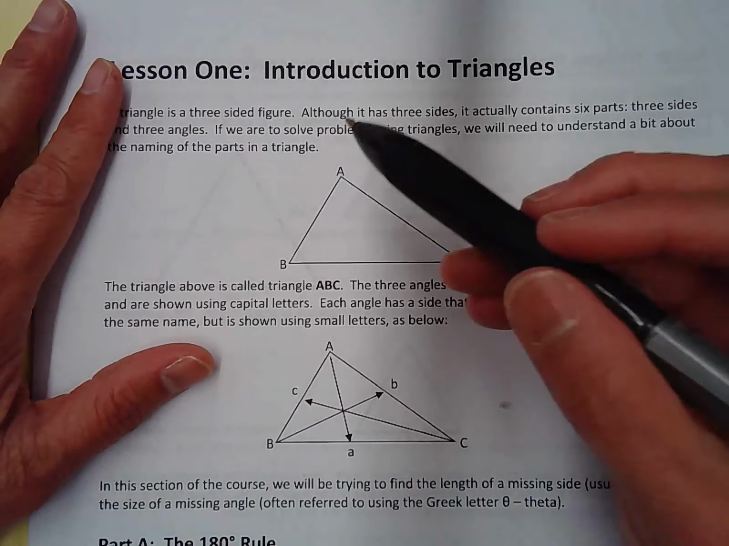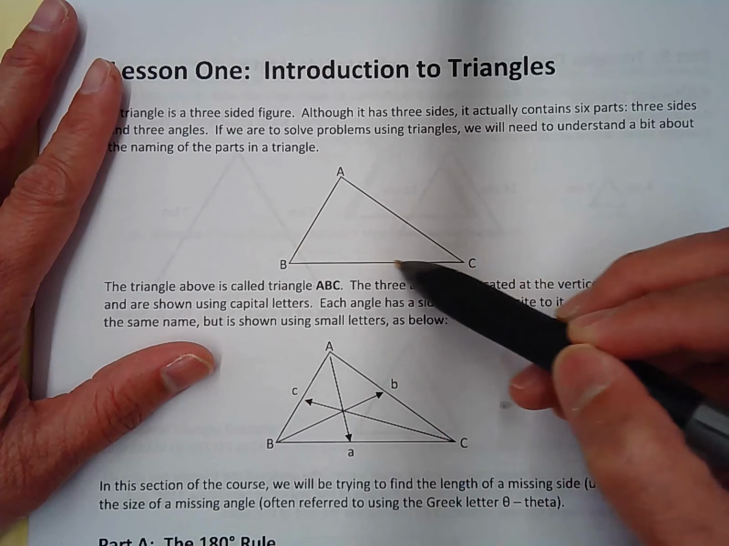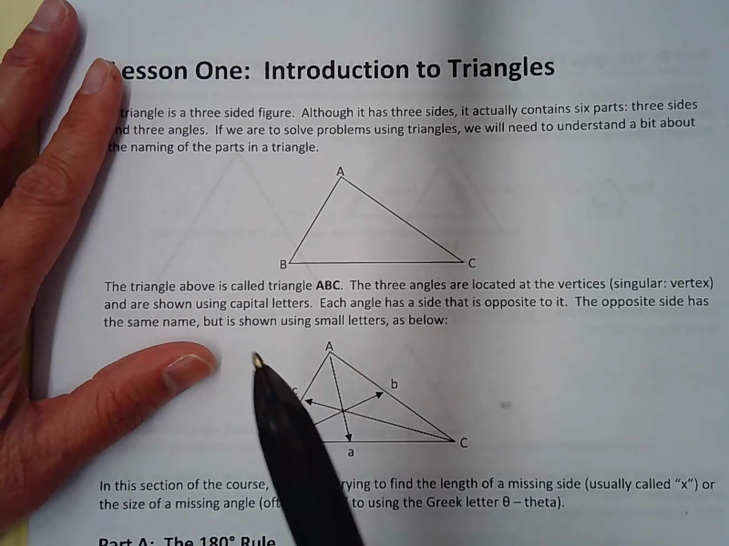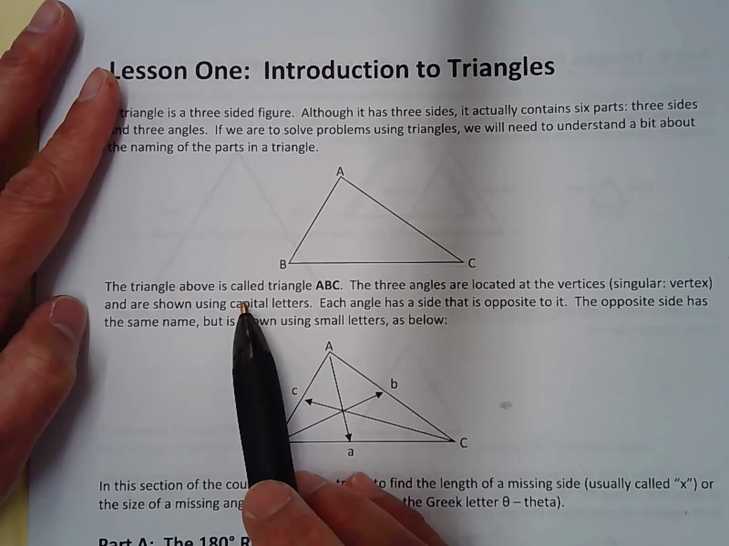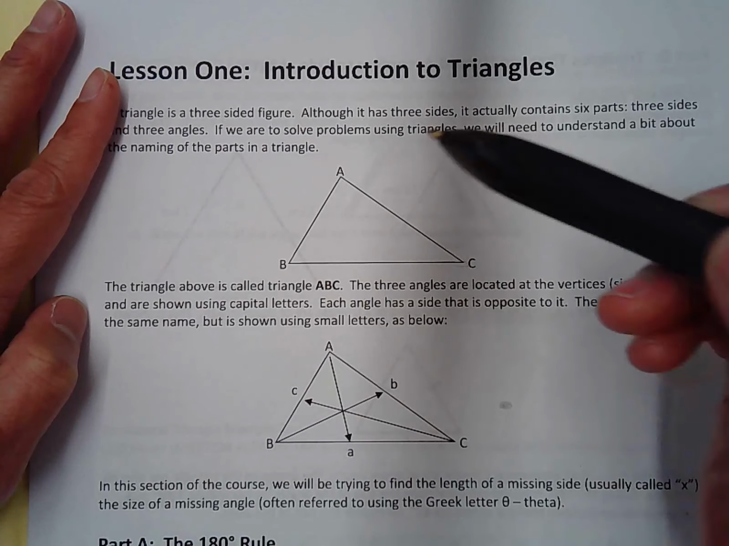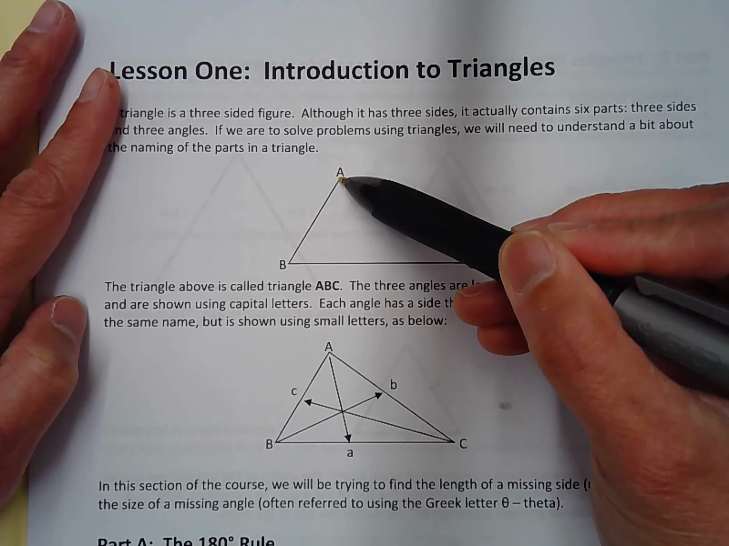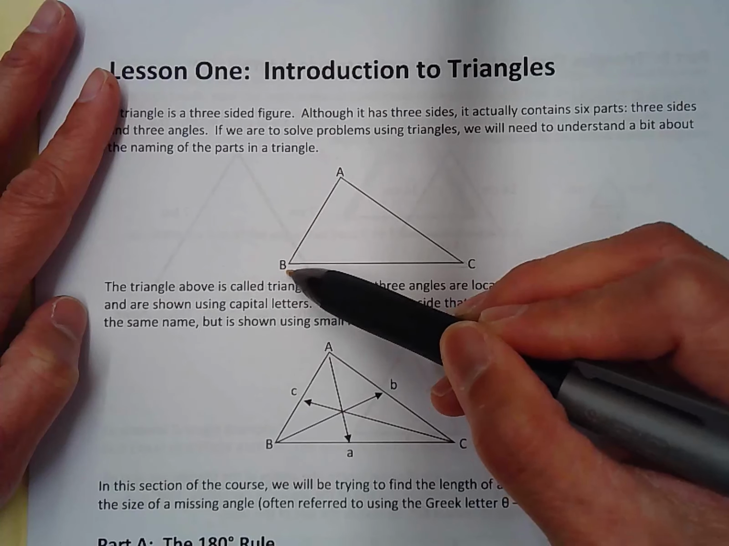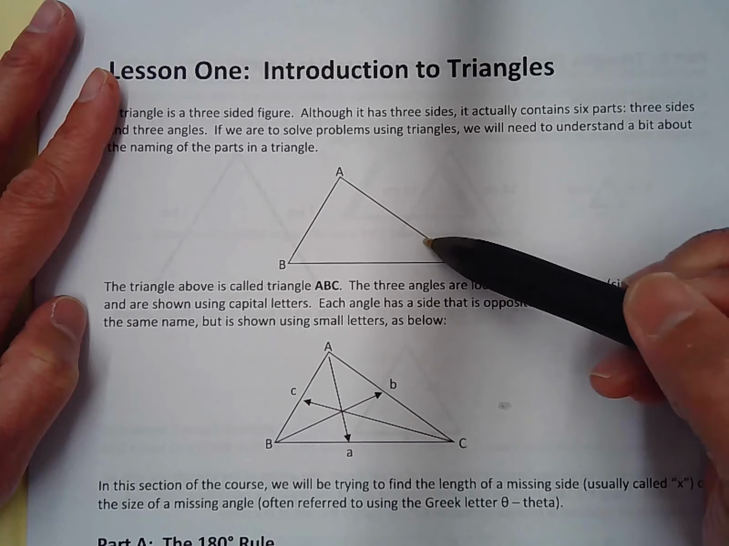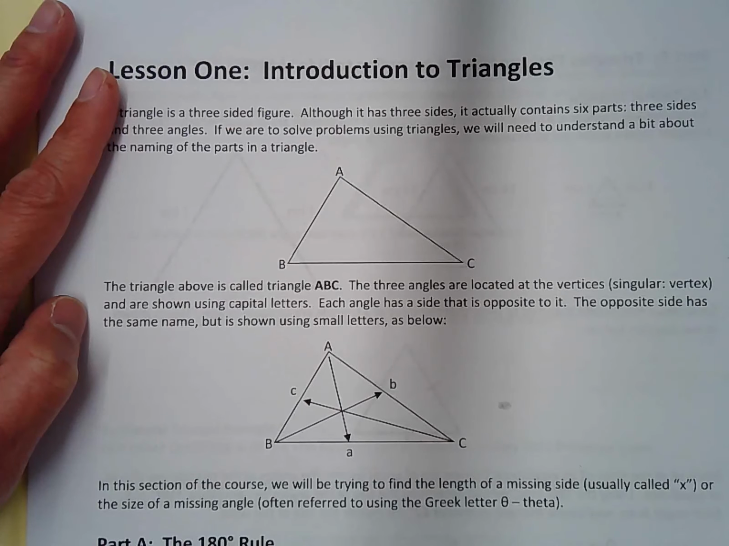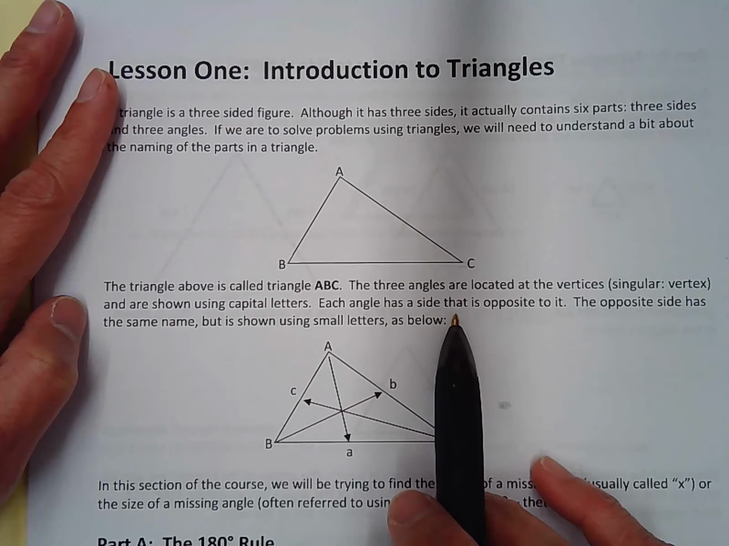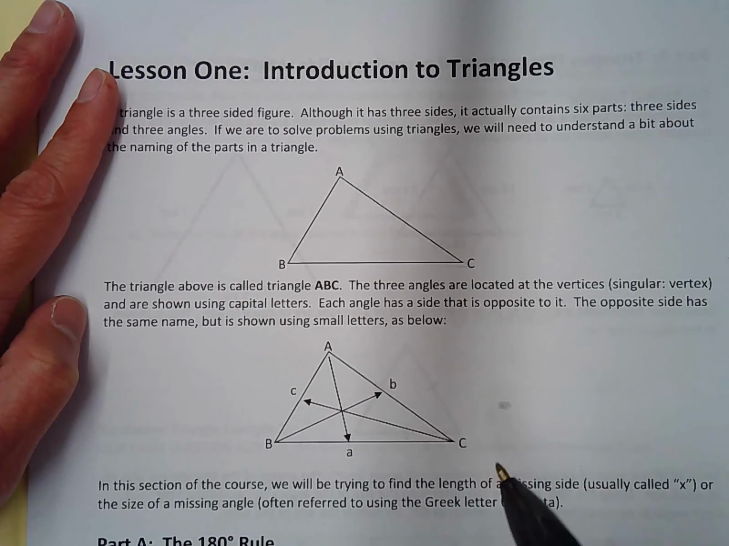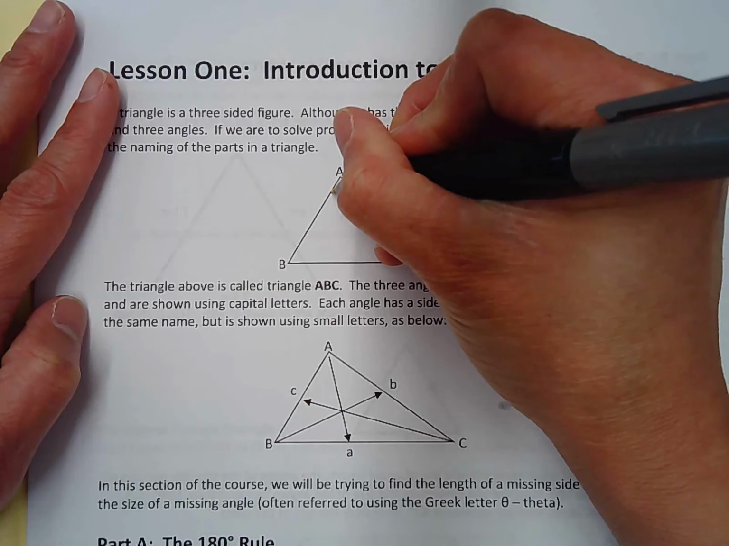So here, this is a triangle A, B, and C. The triangle above is called triangle ABC because it goes from A to B to C. That's your triangle right there. The 3 angles are located at the vertices. So these are your angles.